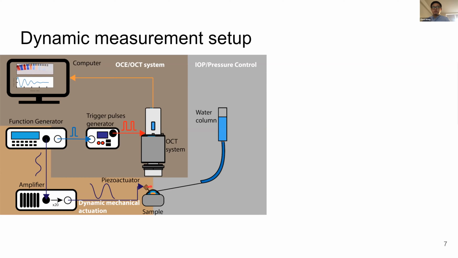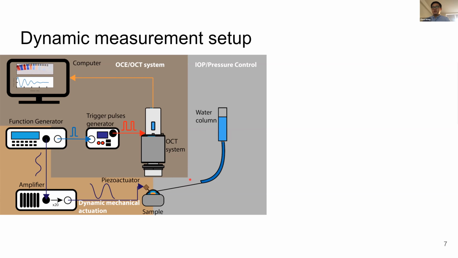And because we want to study the influence of the presence of the internal pressure, we have another part to control the pressure in the eye. We use a simple water column, and this water column is connected to the internal chamber of the eye, so that by raising or lowering the level of the water in the water column, we can control the pressure in the eyes.